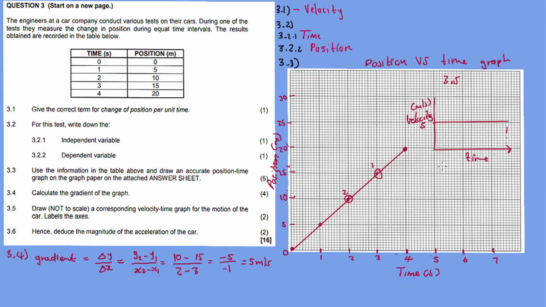Now 3.6: hence deduce the magnitude of the acceleration of the car. The acceleration is equal to 0 meters per second squared. The acceleration is 0 because the velocity is constant. In a constant velocity there is no acceleration, right? So the answer to 3.6 is a straight 0. So that's question 3.